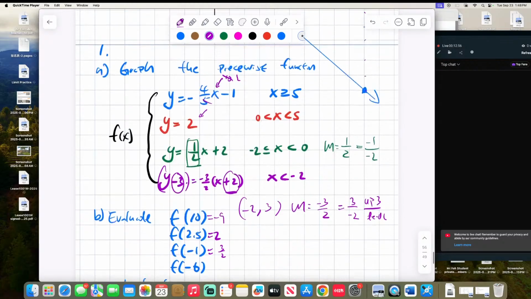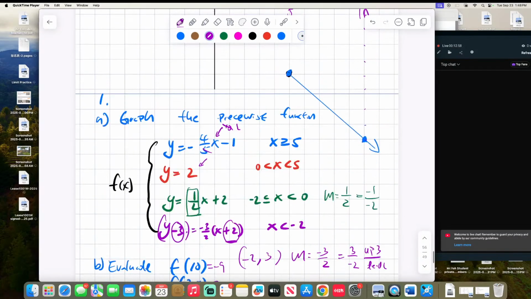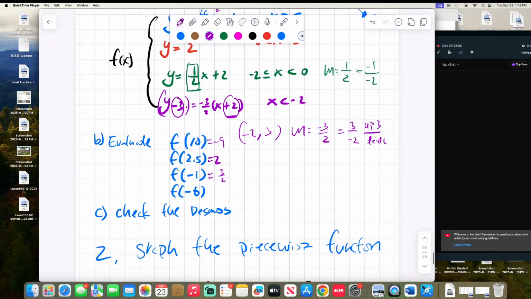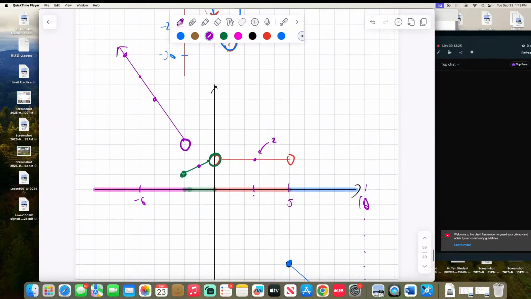Okay, so the next one is going to be f of -6. Of course, -6 is right here, and we can tell, ooh, I don't know where that point is. Guess what? I actually have to evaluate this. So y minus 3 is equal to -3 over 2 times (-6 plus 2). That is equal to -3 over 2 times -4. So that is going to give you... wait.